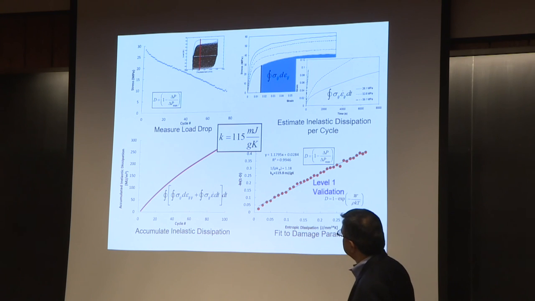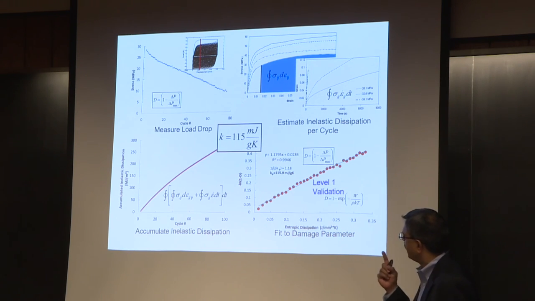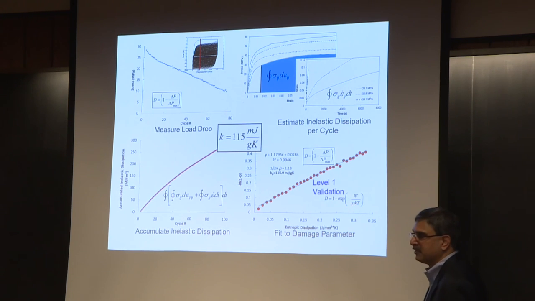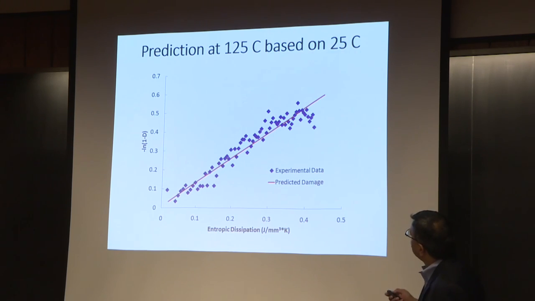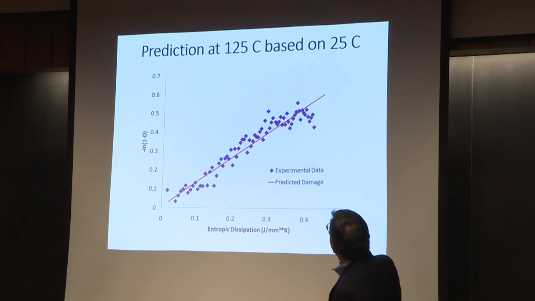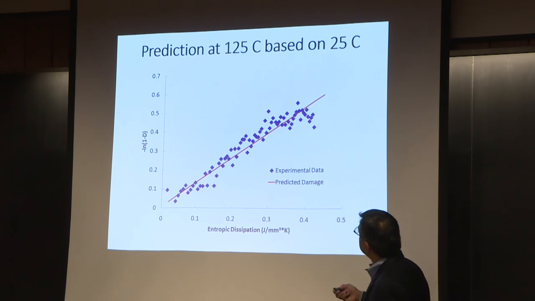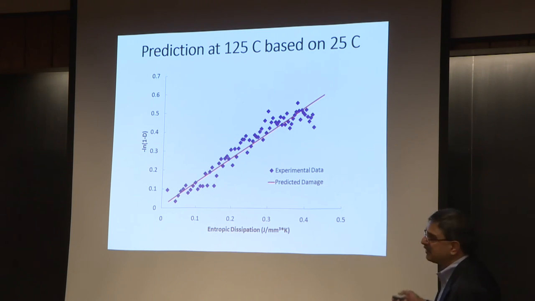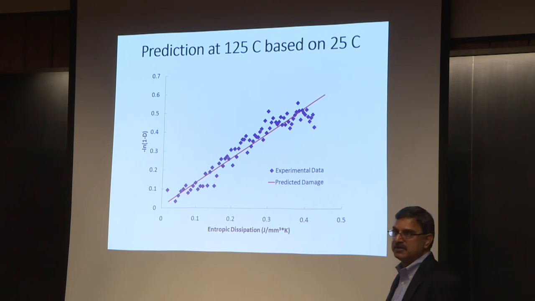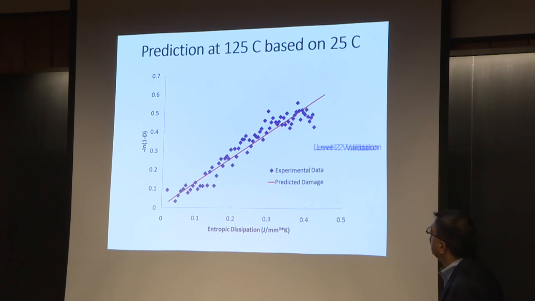So that tells us it's okay. We can extract the single parameter that this damage model has. There is only a single parameter here for this damage model. And then we take the damage model parameter extracted at 25C and use it to predict and fit the data at 125C. 125C is pretty close to the melting temperature for solder. It's 0.9 or so of homologous temperature, and we still fit quite well.